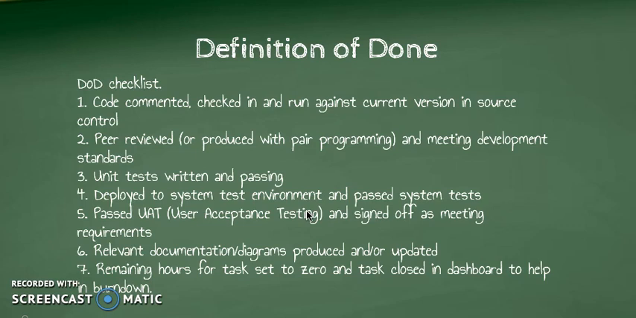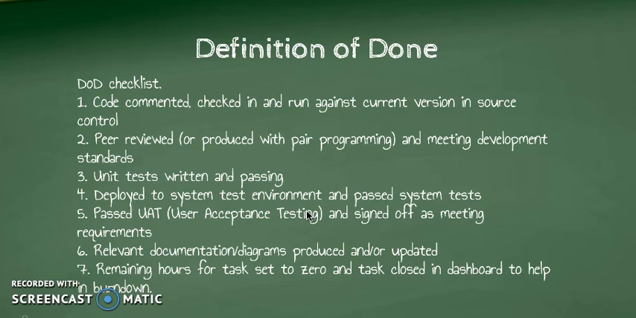The next point is unit testing. If you are doing unit testing, it should be written and passed. The next point is to deploy the code into the system test environment and pass all the system test cases. The next important thing is it should pass user acceptance testing, because without user acceptance testing, we never get a sign off for that particular requirement. So it must. The next point is, if required, documentation or diagrams should be up to date and proper.